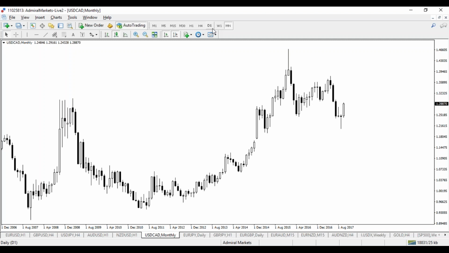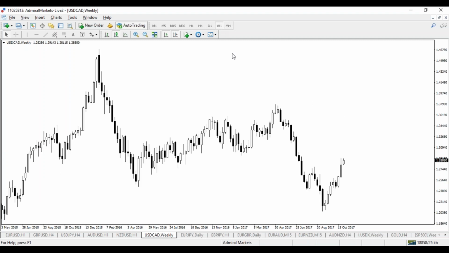Last day of the month, last day of the quarter, end of the year, last week of the year, stuff like that. First week of the year, first day of the month, etc. Even the first day of the week is typically a little bit slower. In any case, back to this dollar CAD.